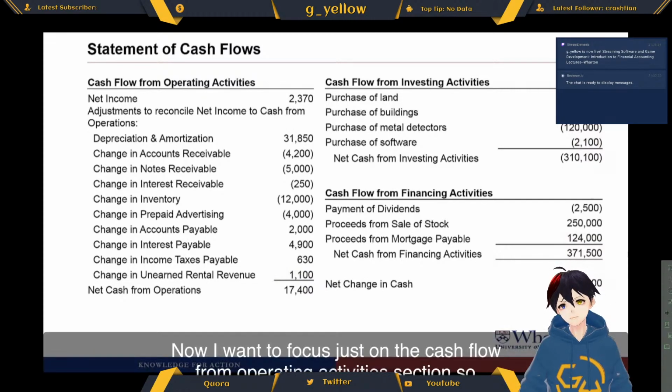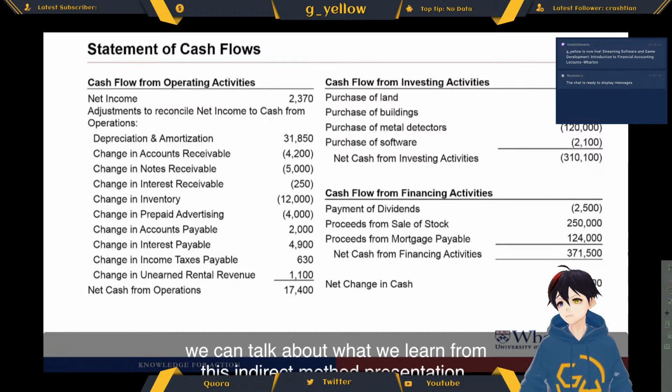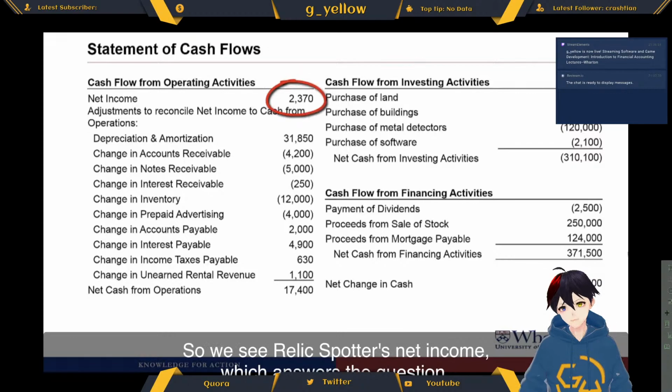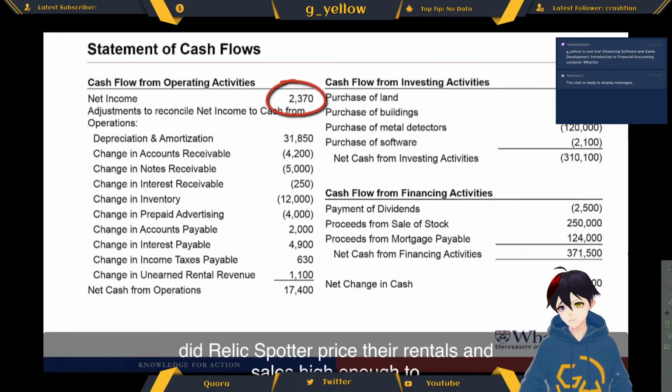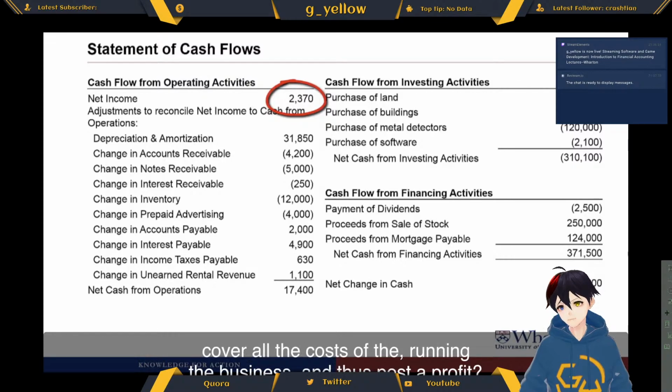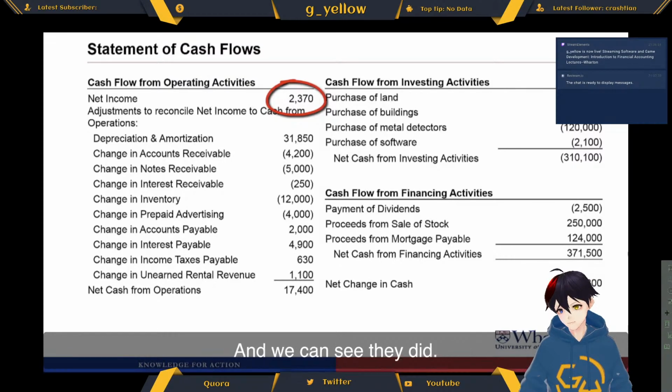Now I want to focus just on the cash flow from operating activities section so we can talk about what we learned from this indirect method presentation. First thing we learn is it gives us two different pictures of the company's performance during the year. So we see Relic Spotter's net income, which answers the question, did Relic Spotter price their rentals and sales high enough to cover all the costs of running the business and thus post a profit? And we can see they did.